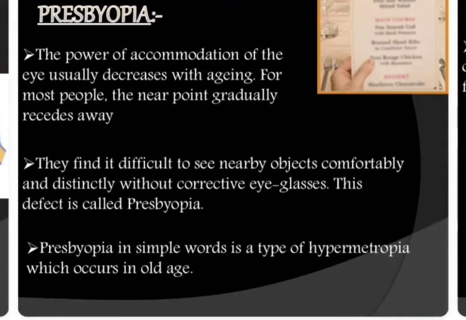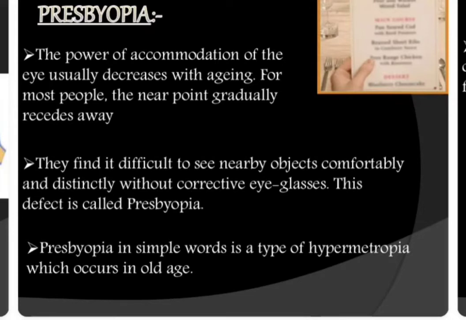Now coming to the last thing, that is called presbyopia. Sometimes due to old age, the power of accommodation of the eye usually decreases because the eye muscle loosens. So for most people, the near point gradually increases. A person who doesn't have any eye problem throughout life might have an eye problem in older age, which should be the plus power. They find it difficult to see near objects comfortably and distinctly without corrective eyeglasses. This defect is called presbyopia.